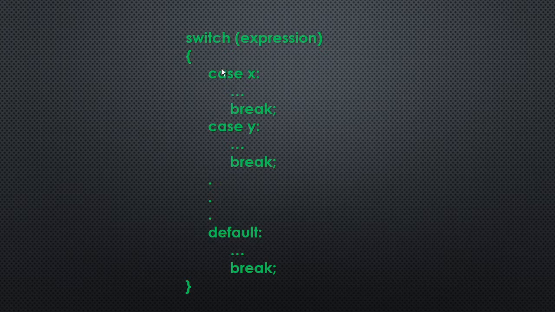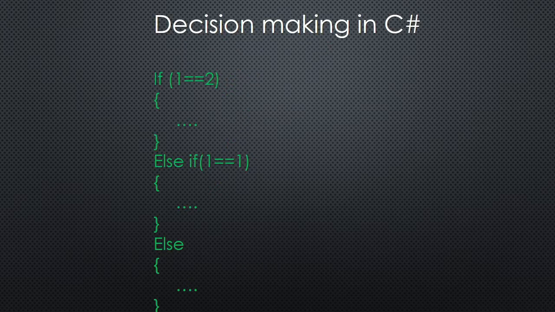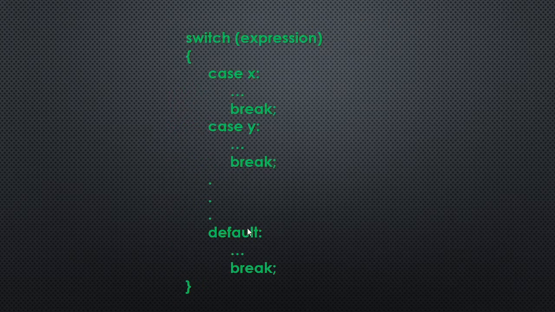I can write as many cases as I want, and at the end I need to add the default case, which is equal to the else in the if statement. Let's go back here. The else will be automatically executed if this is not satisfied and this is not satisfied, and so on. This default case is equal to the else in the if statement, and I also have to have the break inside the default in order to notify the compiler that okay, the switch statement finished.